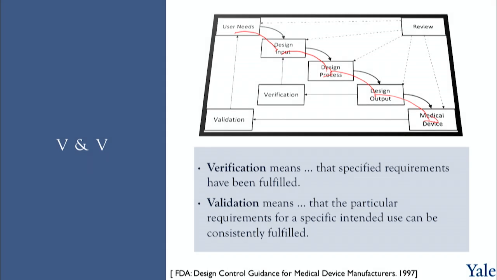And you'll see that there's a process of review at each of these stages. This is the reviews that we're talking about. And then verification checks the output against the input. So we design our device correctly. Validation checks the device against the needs of the user. We design the correct device. That's the important difference between those two terms.